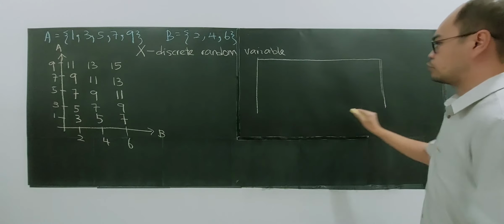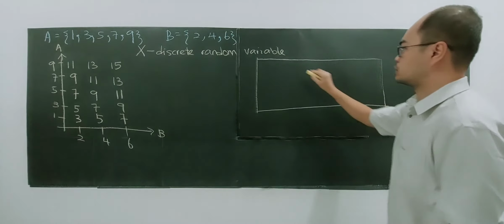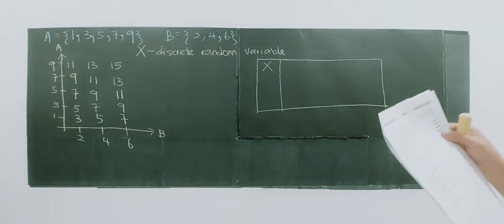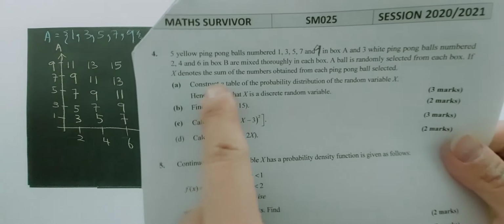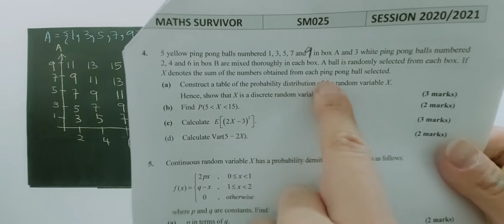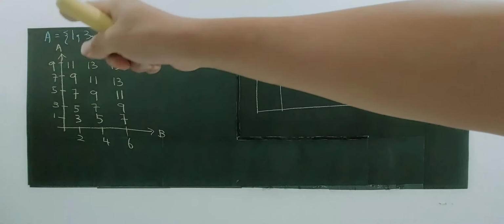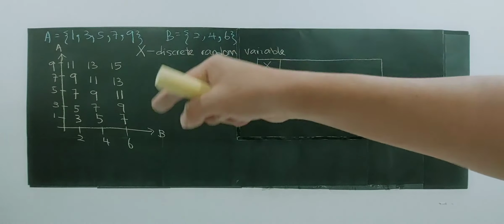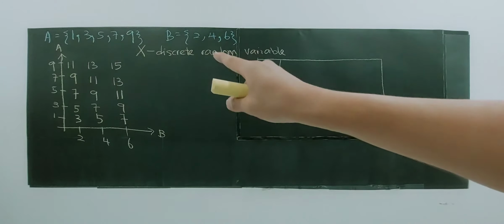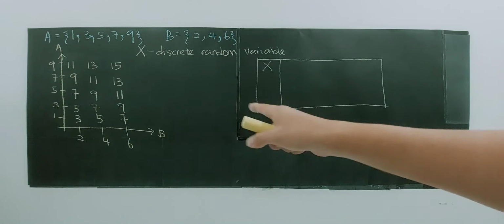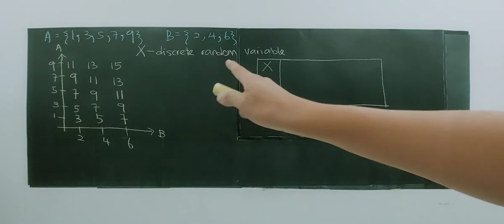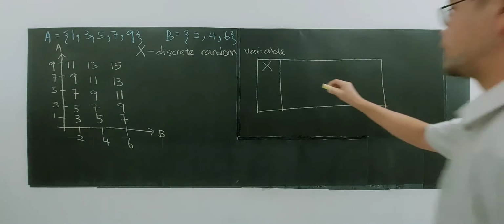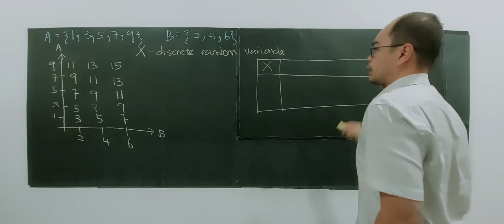I'm going to show you how to construct a distribution table. We're going to list out all the possible scores here. X denotes the sum, you have to understand the question, the sum of the numbers obtained from each ping pong ball. So you take from box A and you take from box B, you add up the values on the ping pong balls, then you get the score. Then X is a discrete random variable, because you can see there are fixed values, all integer values and countable.